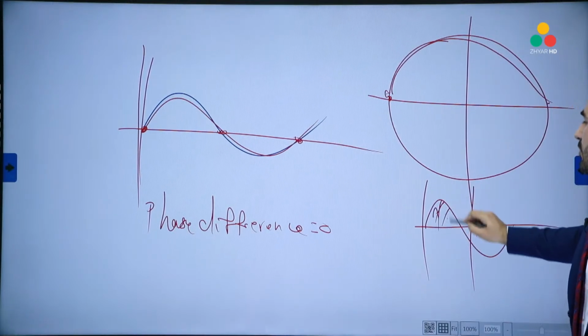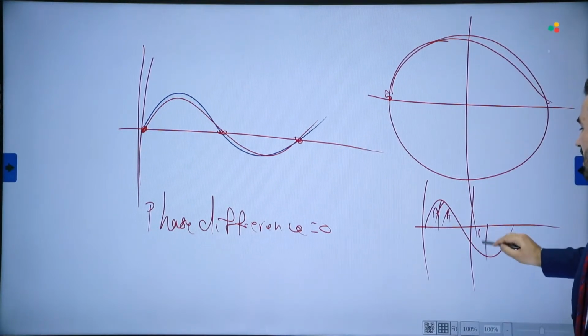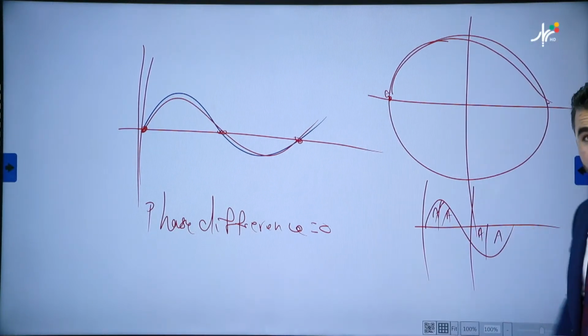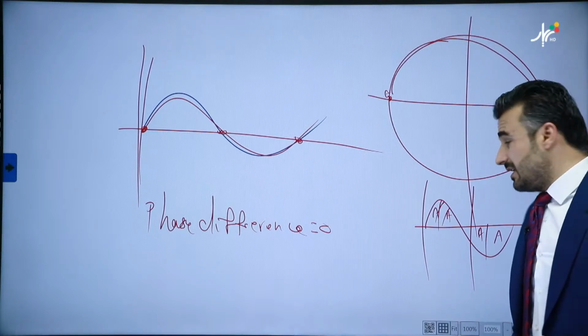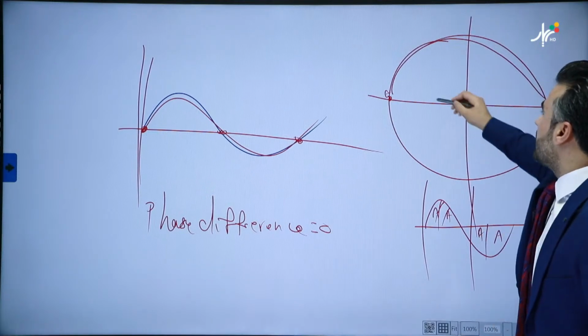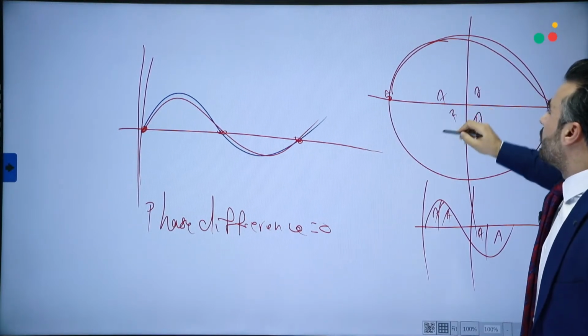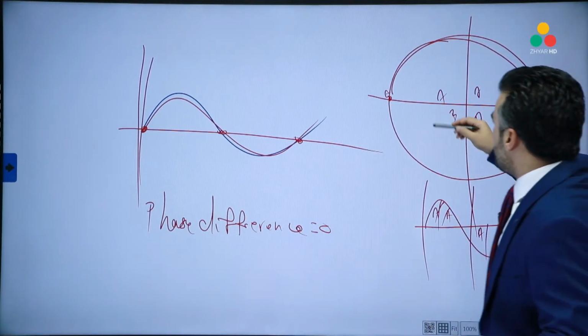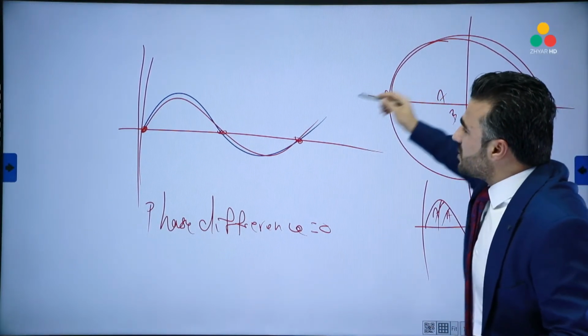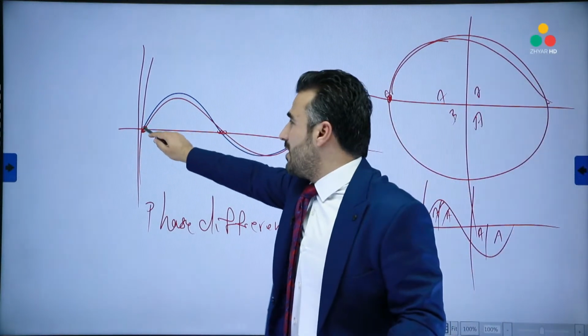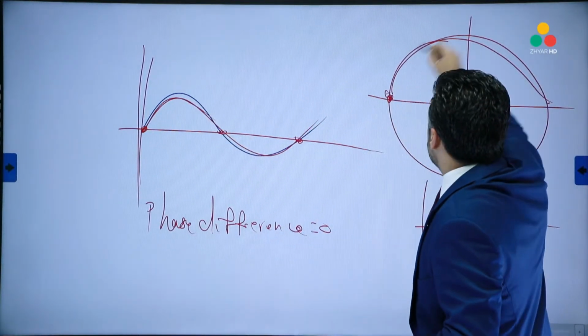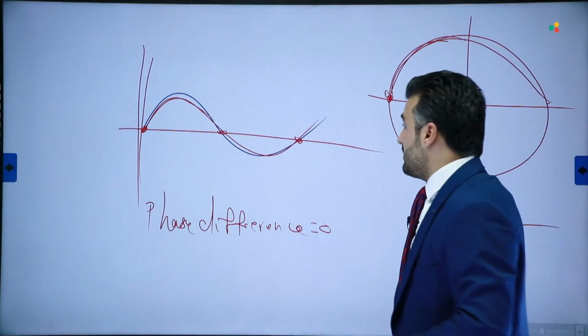First, let's say one amplitude, two amplitude, this is three amplitude, and this is the fourth amplitude. We know that four amplitudes together would make one complete wavelength. So this is one, two, three, and four. So if both waves are starting at the same point, you can say the phase difference between the two is zero.